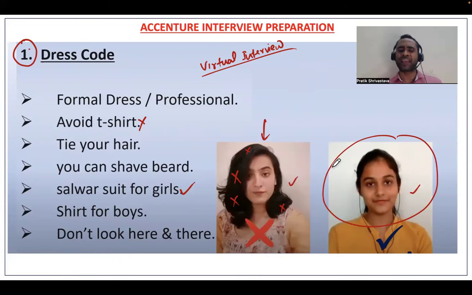So with all those things, the interviewer will tend to interact with you. So formal dress, professional, right? Okay, so please tie your hair if you're a girl. If you're a boy, comb it. Okay, shave your beard. Now somebody will tell, sir, I'm keeping it for 5 months, 6 months. Okay, at least arrange it properly. Shirt for boys. And during the interview, have eye contact with the interviewer, right?